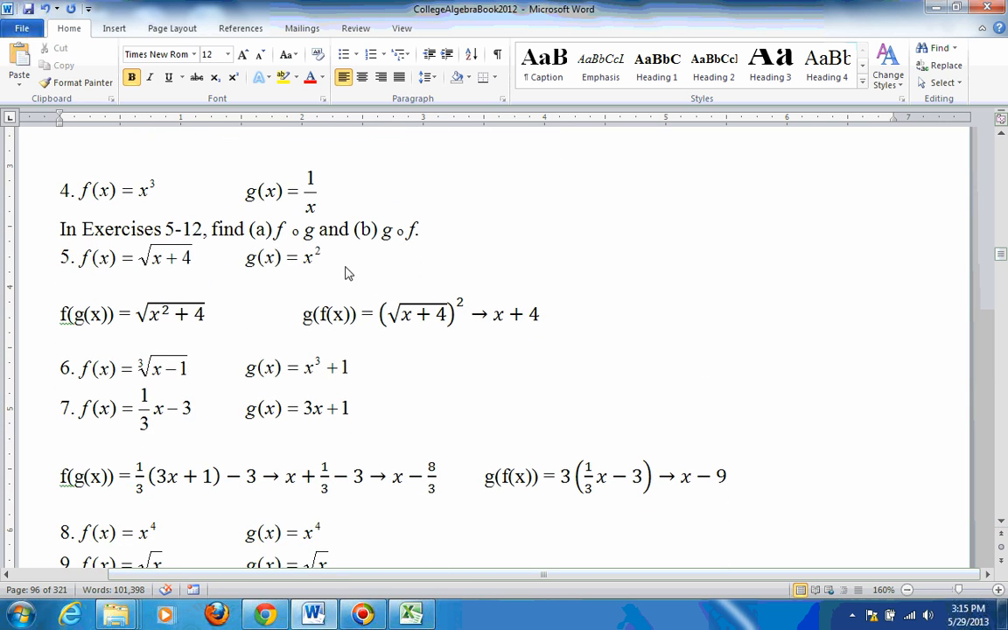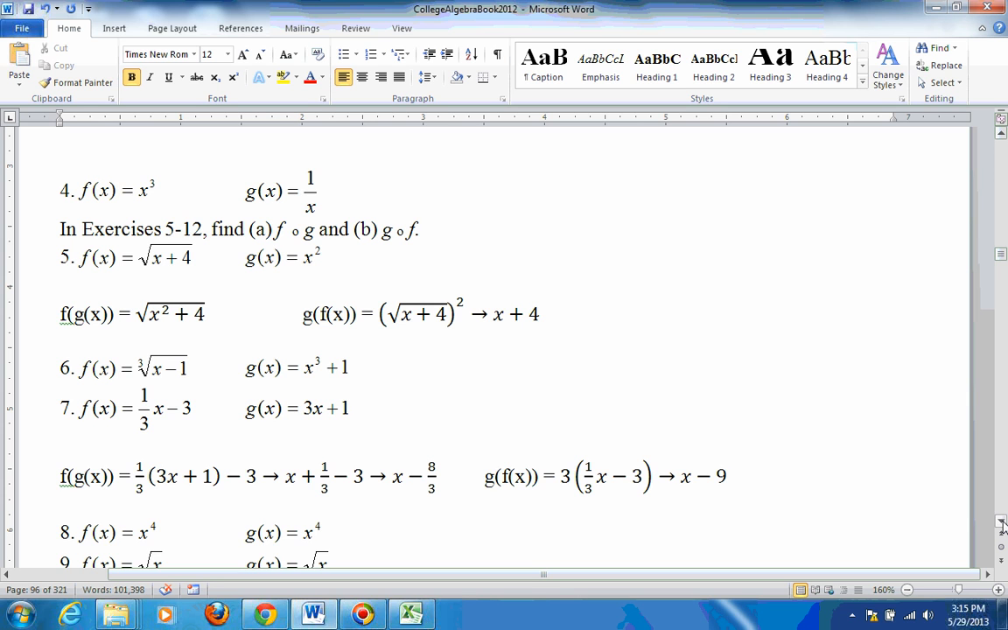On 5, you want to find f of g and g of f. F of g of x, okay, take the g of x function and put it right in here for the x, and it would be the square root of x squared plus 4. G of f of x means take the f of x function and substitute it in here, so it would be the square root of x plus 4, and then that gets squared. The square and the square root cancels out, so you just get x plus 4.